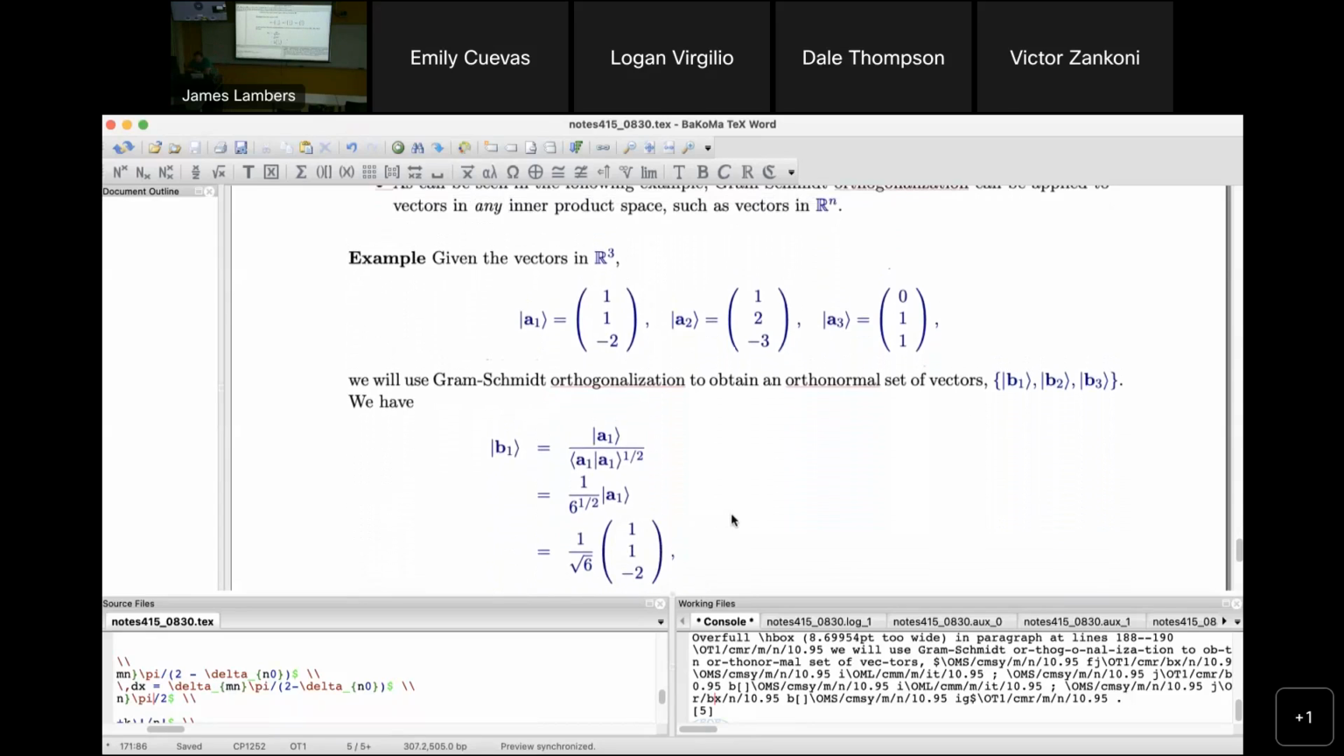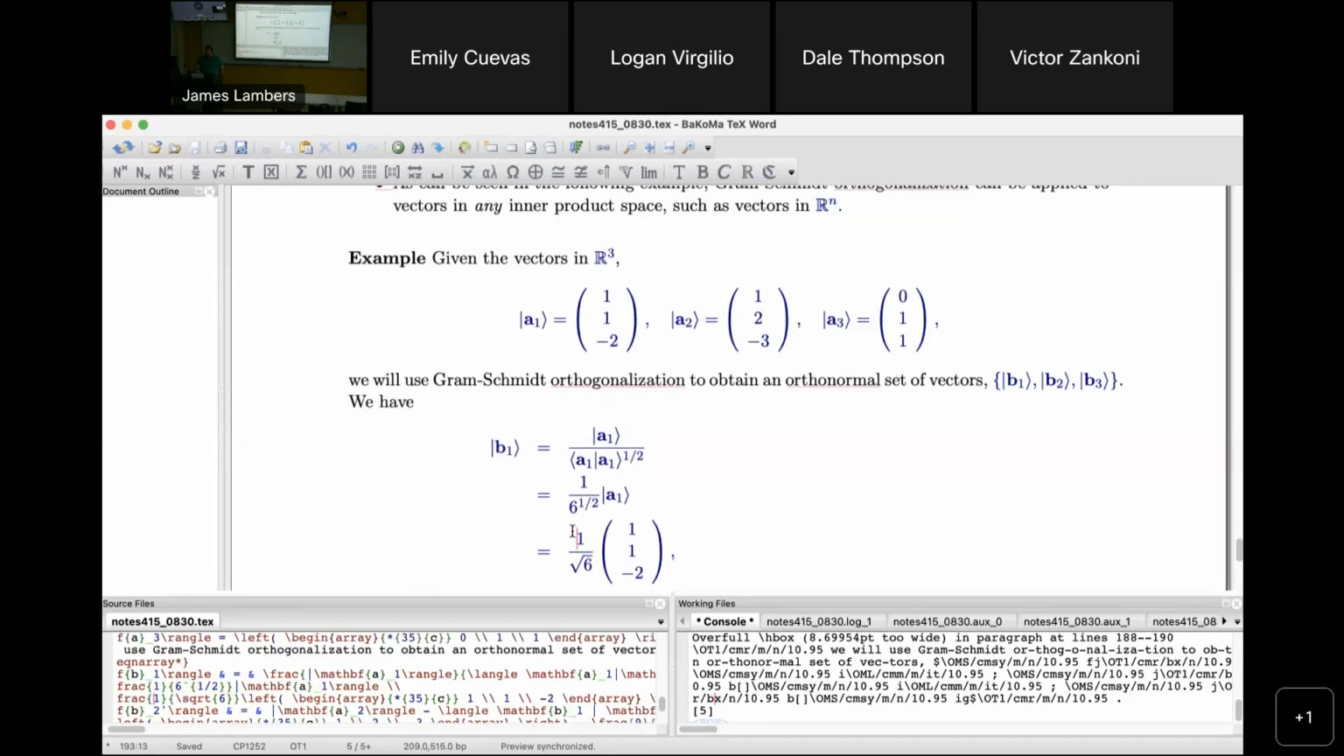I get the first vector of my orthogonal set. So A1, A2, A3 will be orthogonalized to give me B1, B2, B3 that are orthonormal. All I have to do is normalize A1, so I divide by the square root of the dot product with itself. So a dot product of this vector with itself would be 1 times 1, plus 1 times 1, plus minus 2 times minus 2. So the dot product of this vector with itself would be 6. So I'm taking this vector and dividing by the square root of 6, and now this vector is normalized.